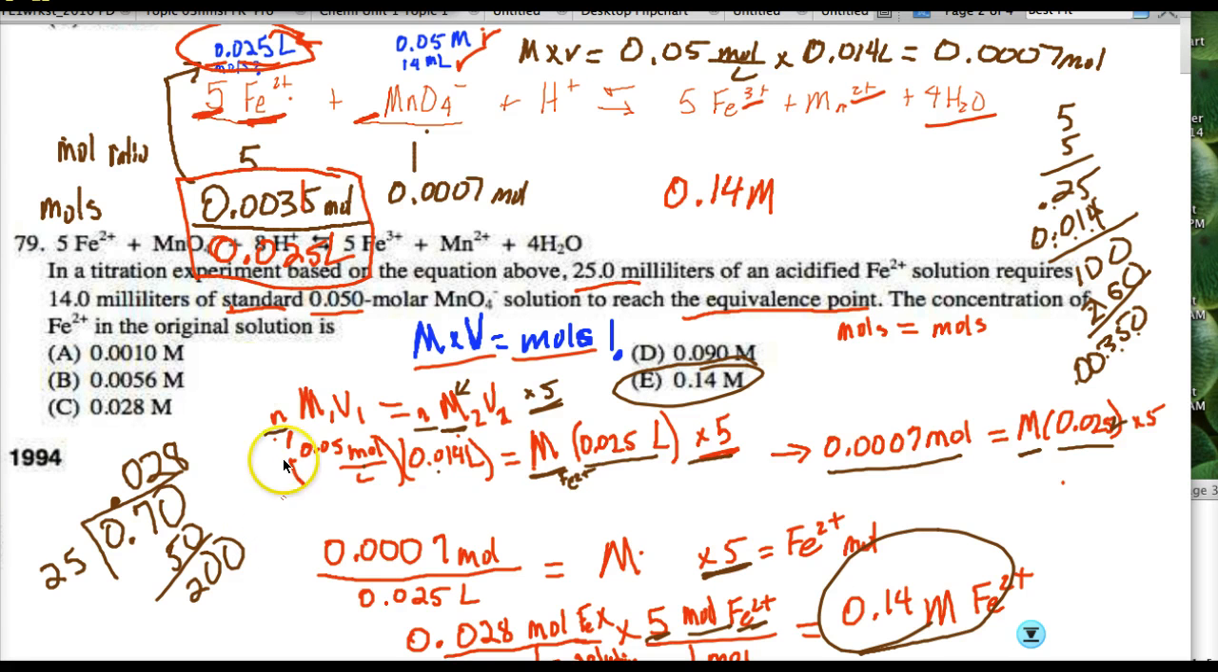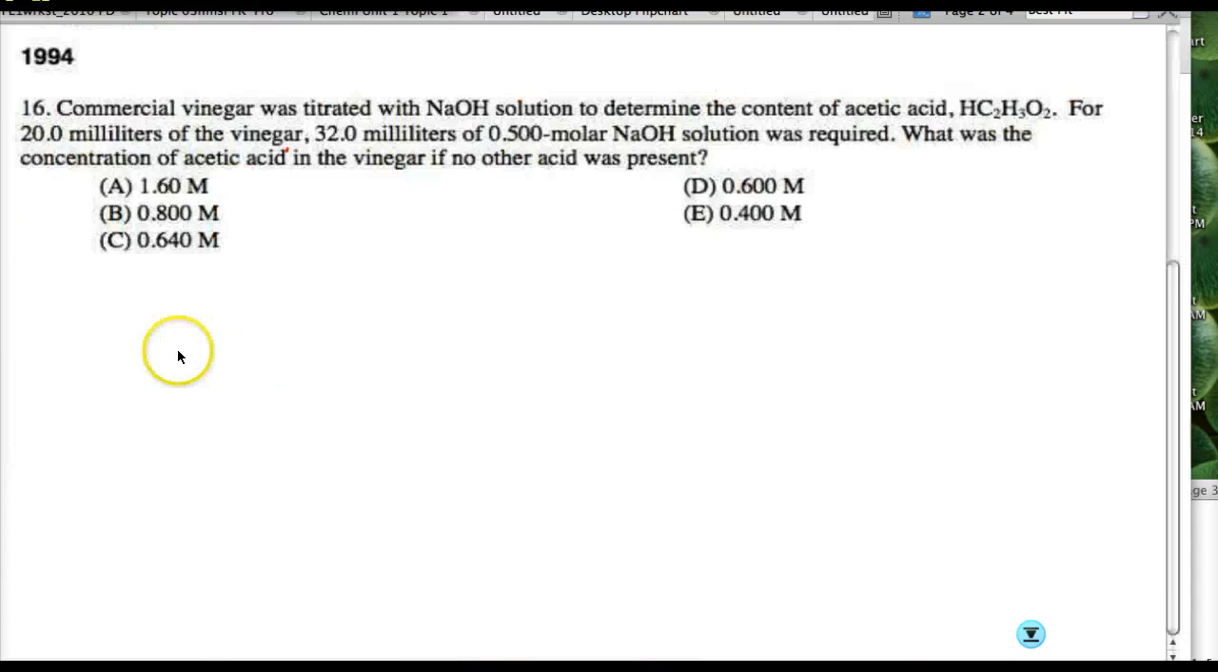Now, they didn't ask us what the final concentration was. They asked us the original. In the original, this was our original volume. If they had asked us for the concentration after, then that would be additive. We would have had to add the 25 and the 14. That wasn't the question. Okay? All right. So I hope that's clear, and I'm going to do one more.